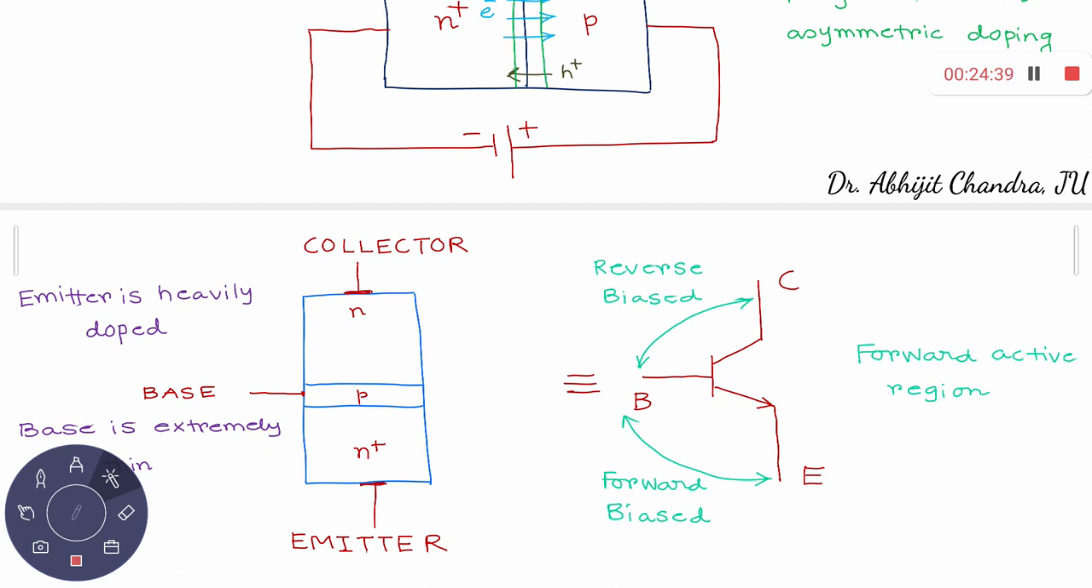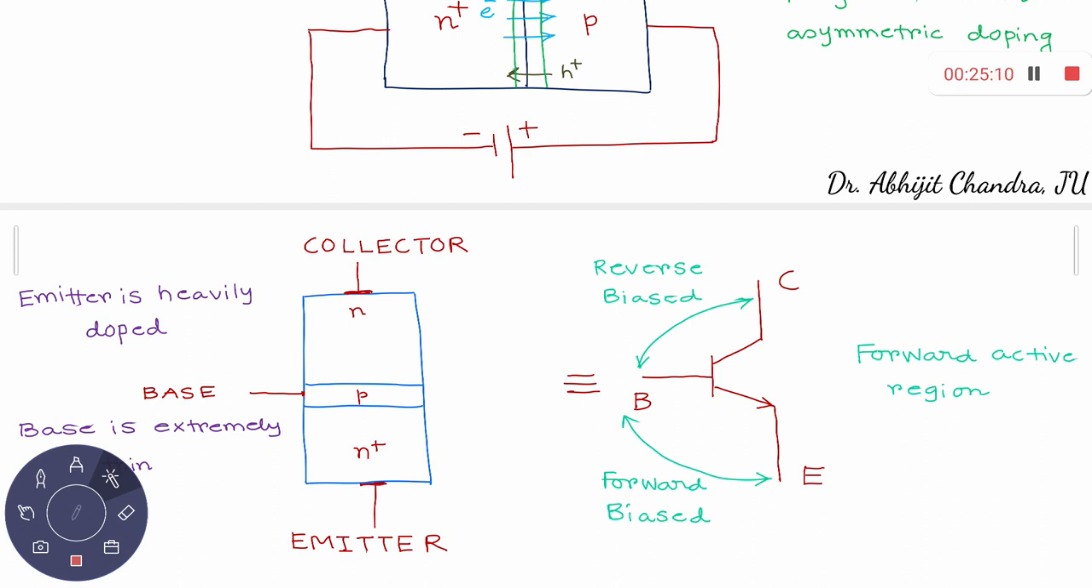Now, as I have already mentioned, the junction between base and emitter has to be forward biased, and the junction between base and collector is reverse biased. That particular biasing arrangement has to be maintained so that you can extract something useful from the device, at least for our application.